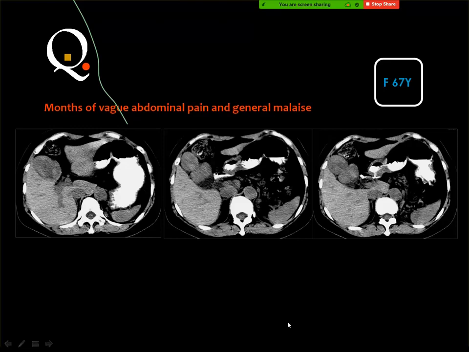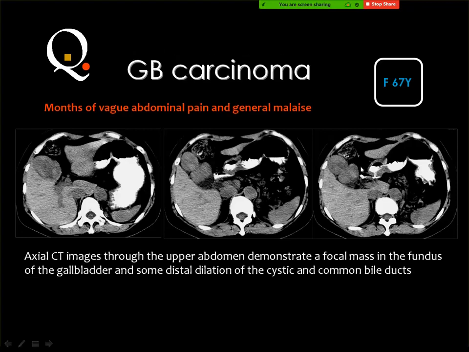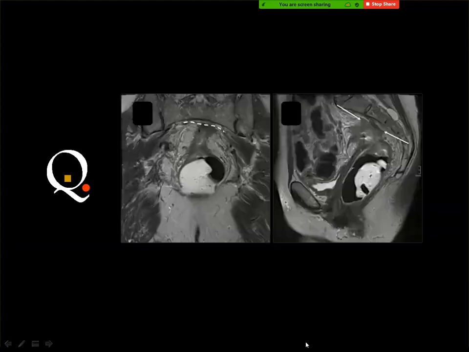Carcinoma of the gallbladder. Yes, this is gallbladder cancer, and you see a mass in the gallbladder fossa. Although this is without contrast, you can clearly identify the lesion.